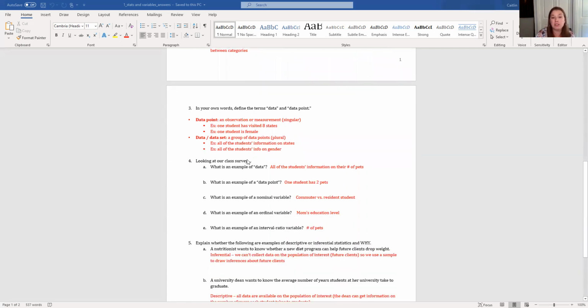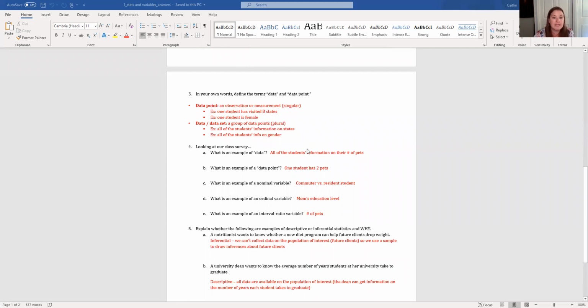All right, number 3 is, in your own words, define the terms data and data point. So I'll regurgitate for you here what's in the lesson outlines, but the data point, remember, is singular and data are plural. So an individual piece of data is a data point, and a group of all data points is data or a data set. So if you're thinking about just one singular piece of information, that's a data point. If you're thinking about multiple pieces of information, a compilation of data points, that's data or a data set.